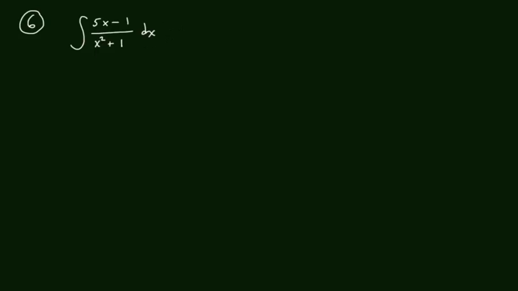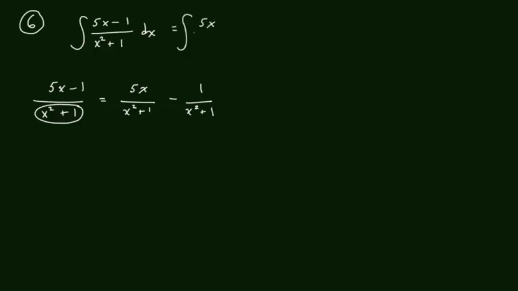Otherwise, check it out. The idea here is that 5x minus 1 over x squared plus 1, this can be considered the common denominator already to two other things. 5x over x squared plus 1 minus 1 over x squared plus 1. So I could write this as the integral of 5x over x squared plus 1 dx minus the integral of 1 over 1 plus x squared dx. I this time intentionally switched them so it's more recognizable.